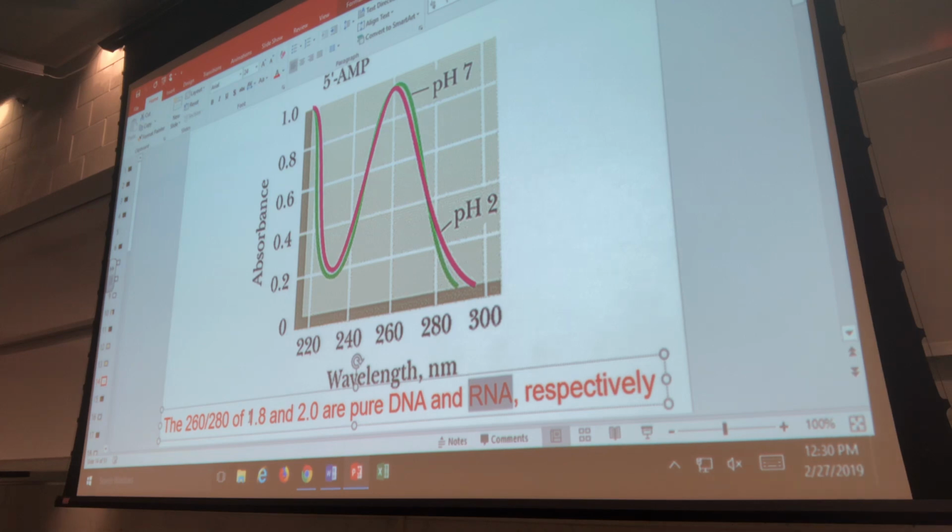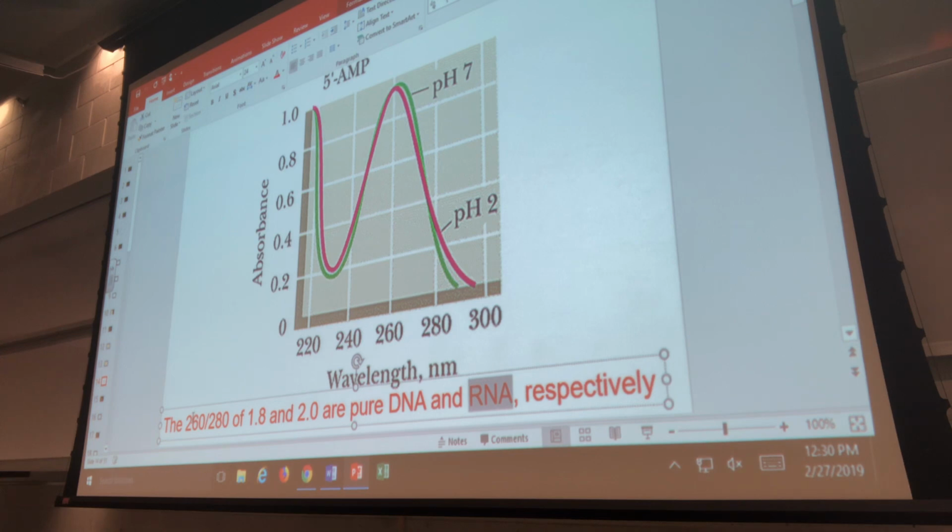You won't have to calculate it, but you may be given a statement such as, the 260 to 280 ratio, if it is equal to 1.8, what do you have? The answer is DNA. If it's equal to 2.0, what do you have? The answer is RNA. And there might be some tricky things. There might be an answer choice that says the 280 to 260 ratio is 1.8, which means you have DNA. That's a false statement, right? If the answer choice says 280 to 260, that's backwards. So that's why it's most important to memorize this statement here, okay?